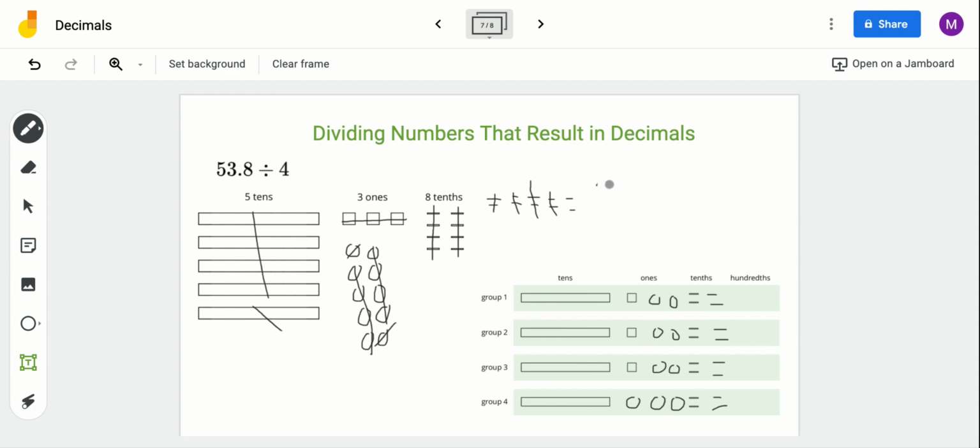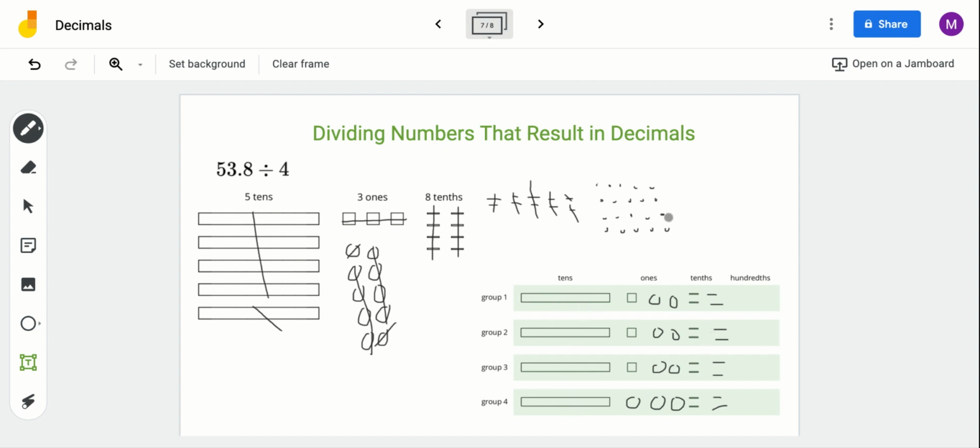So I have 1, 2, 3, 4, 5, 6, 7, 8, 9, 10. Took care of that one. 11, 12, 13, 14, 15, 16, 17, 18, 19, 20. Took care of that other tenth. Now I have 20 100ths, and 20 works out nice.